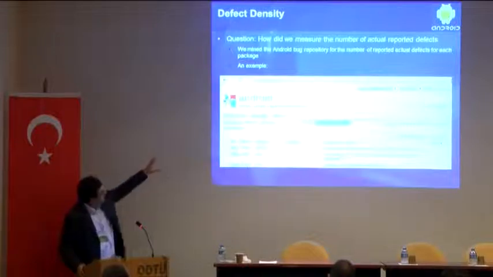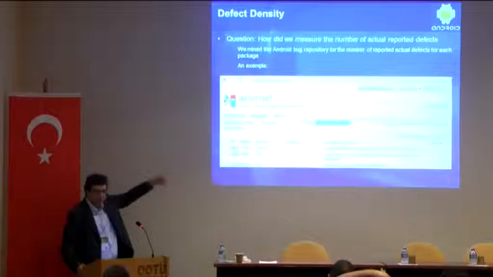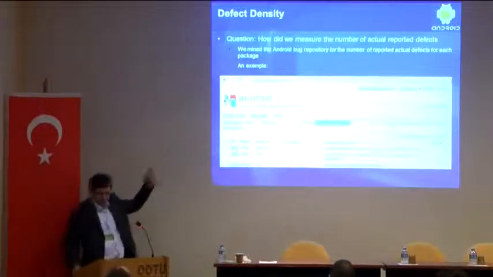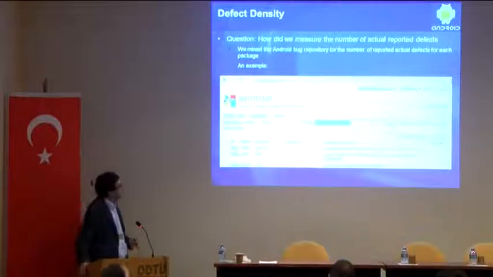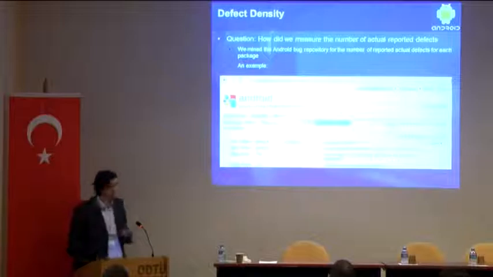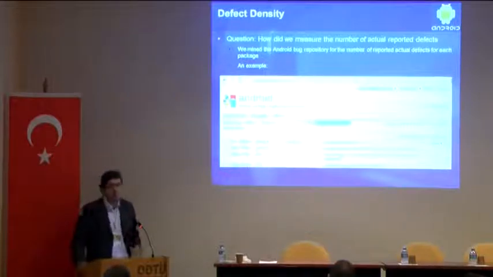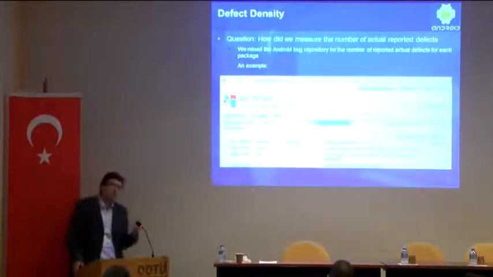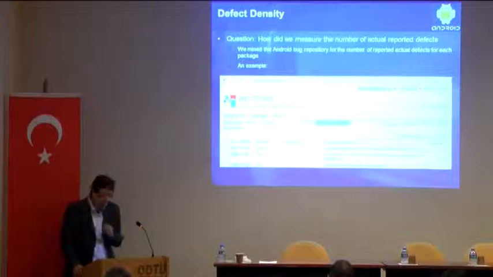So we went to the Android issue repository that perhaps you have seen. And of course, people keep reporting bugs and issues and features and feature improvements and enhancements. For example, for the camera application, we just put here camera and type equals defect. The return was 776 defects. So we counted the number of defects for each application.